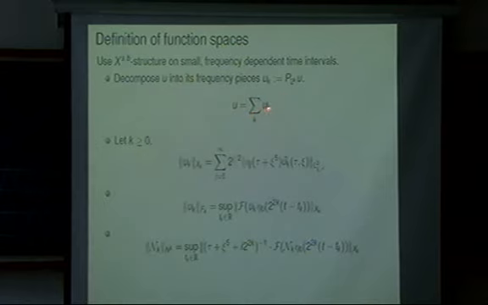So UK is a frequency piece when the frequency is comparable to 2 to the k. And then we decompose into the frequency pieces. For each frequency piece, we use XSB space. This is a definition of the XSB space, like a half space.